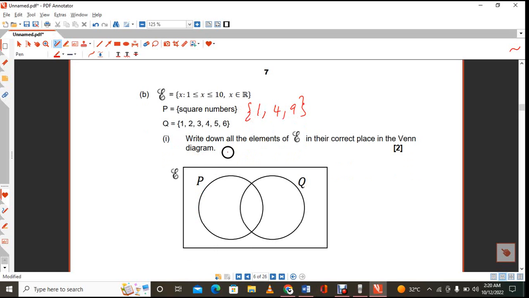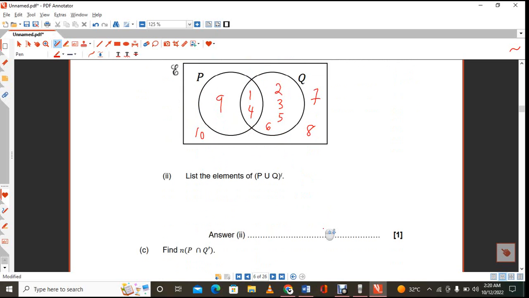What do we now have? Write down all the elements. Of course, set P will have 1, 4, and 9. But look at sets P and Q, they're sharing 1 and they're sharing 4. So you go ahead and put 1 and 4 in there. Then the rest of the elements for set Q, the 2, the 3, the 5, and the 6, you can go ahead and add them. Everything that is not within that comes on the outside, as you can see there.